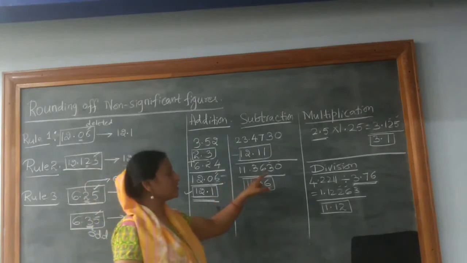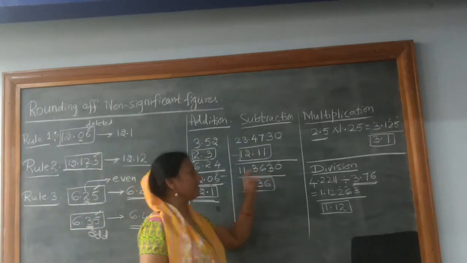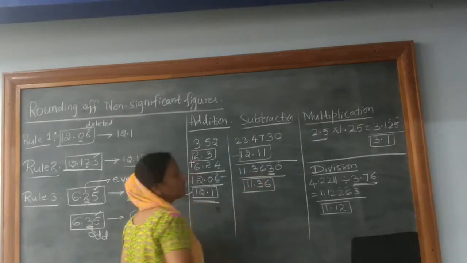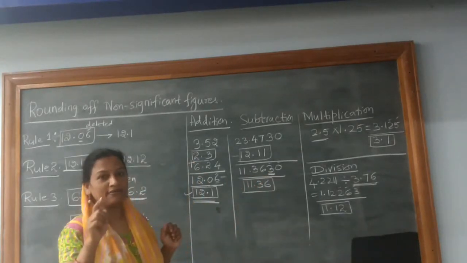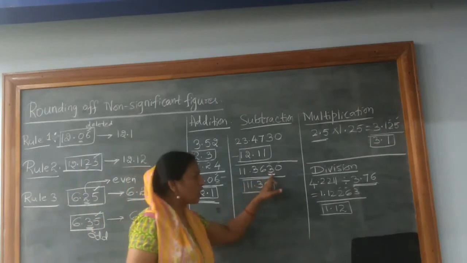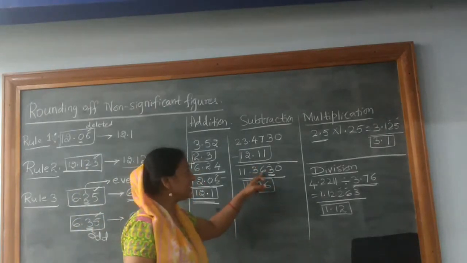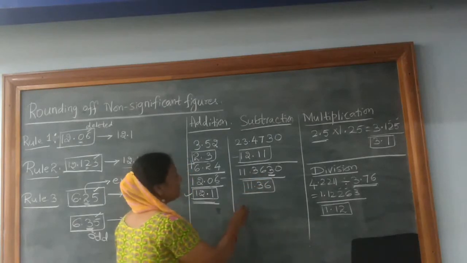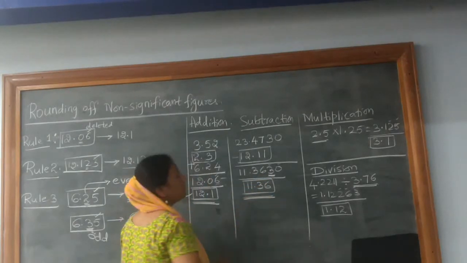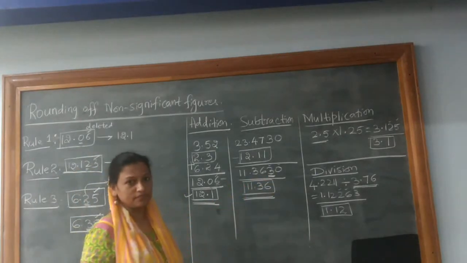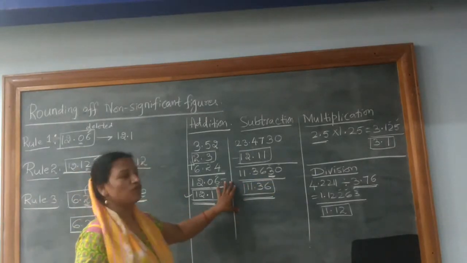So your final answer also must contain only 2 decimal places. So what are the digits to be deleted? 0 and 3. Now look to the last digit to be dropped. It is 3, which is less than 5. If the digit to be dropped is less than 5, no change is made in the preceding digit. And you will report the final answer as 11.36 by deleting 3 and 0. This is one example for subtraction.